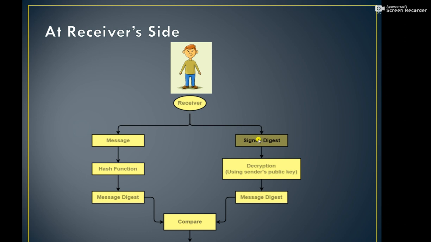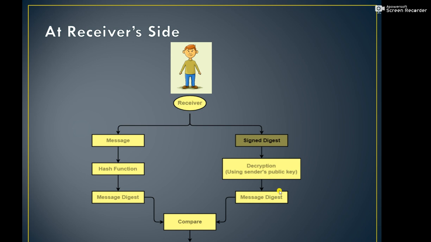Now what will Bob do? He will decrypt the signed digest with the help of Alice's public key and he will get the message digest. Now since this signed digest was decrypted with the help of Alice's public key, this means that the authentication is ensured here. Means what? It was signed by Alice's private key only. So the sender is Alice only. So here the authenticity is ensured.